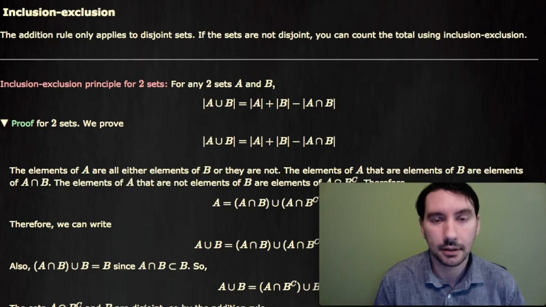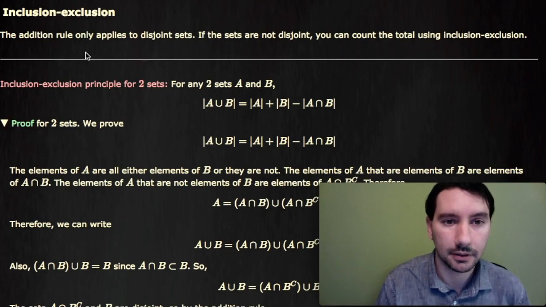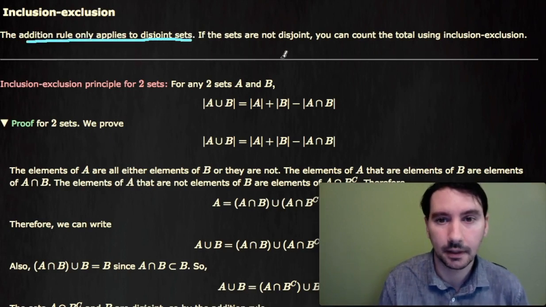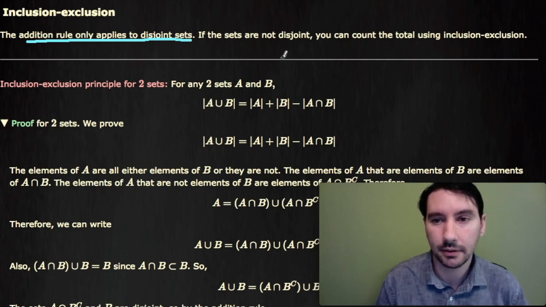This lesson is on the counting principle of inclusion-exclusion. So the addition rule that we saw earlier only applies to disjoint sets. If sets are not disjoint, then you can still count them using a rule called inclusion-exclusion.